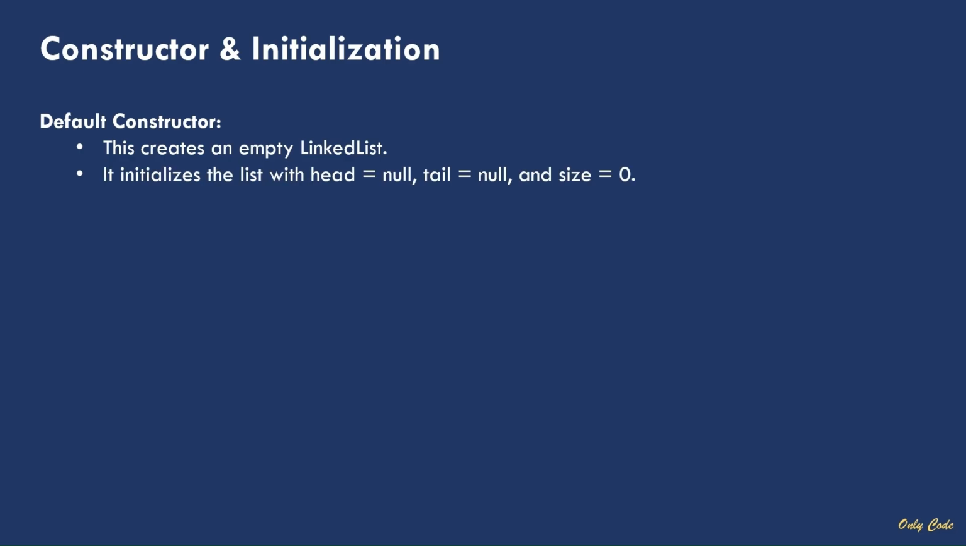Talking about how a linked list is initialized using its constructors. Default constructor. When we use the default constructor, an empty linked list is created. At this point, head is set to null, tail is also null, and the size is initialized to 0. This means the list is ready to store elements but currently contains none.